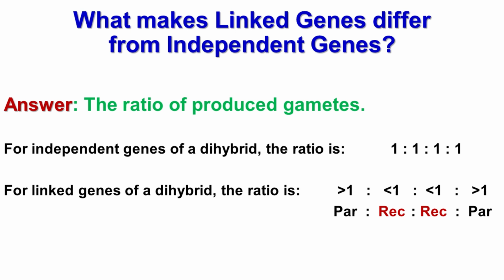Here's the new pattern for linked genes. Parental gametes occur more frequently while recombinant gametes occur less frequently. This unequal ratio is a hallmark of linkage, where recombination events are rare due to the proximity of the genes on the chromosome. Let's compare the gametes produced when genes are independent or linked in detail.